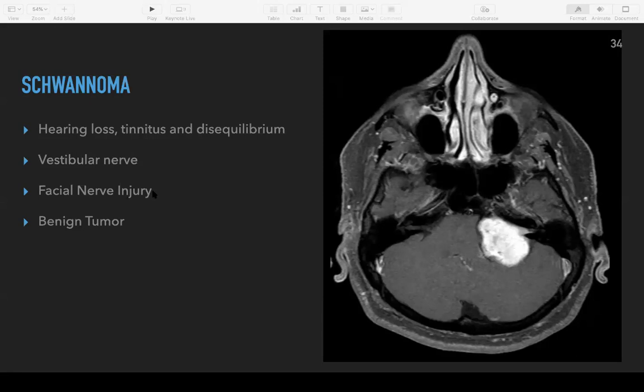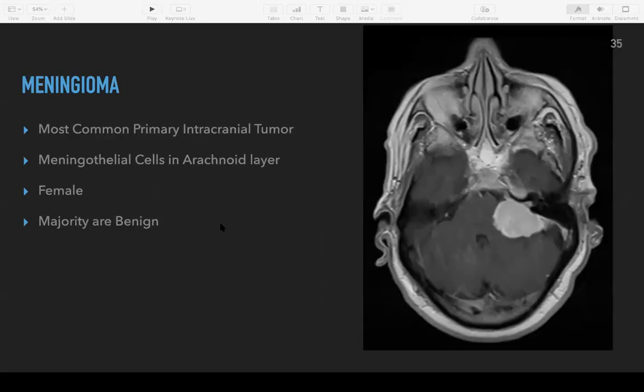The problem with schwannoma, it is a benign tumor. However, the location is not benign. The location is nearby the facial nerve, nearby the brainstem, which makes the resection sometimes associated with complications like facial nerve injury, which is getting more common with the size of the lesion. We talked about meningioma earlier, and it is the most common primary intracranial tumor.